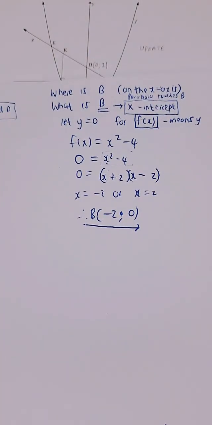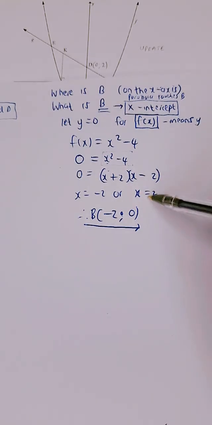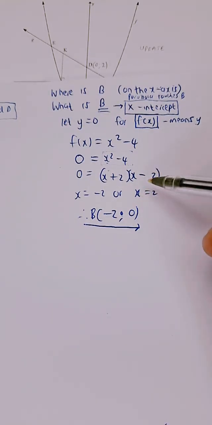We accept only the negative 2 for x values. So our coordinates are negative 2 and 0. X cannot be this one for B. Though, of course, we are going to leave that one as well. In our answer, we're going to say x is equal to negative 2 or x is equal to 2. Those are the possibilities. That's how we go about it.